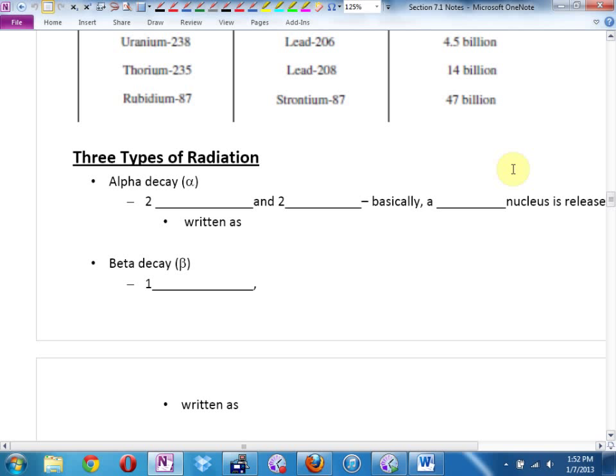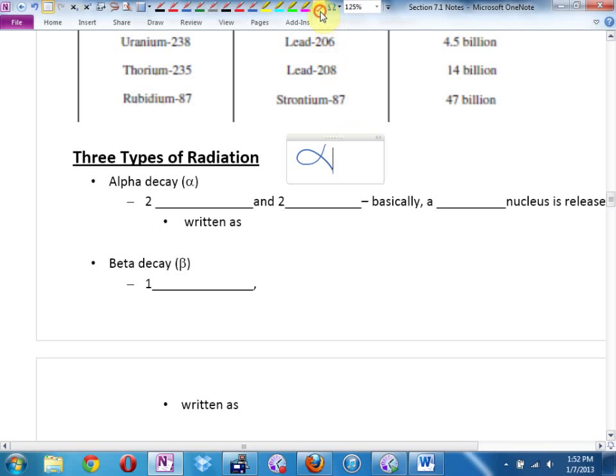So radiation, radioactivity, there are three main types. The first type is what's called alpha decay. The symbol for alpha decay is that funky little, well, it looks like a little fish like that. It's where we actually get our Greek letter or our English letter A from.